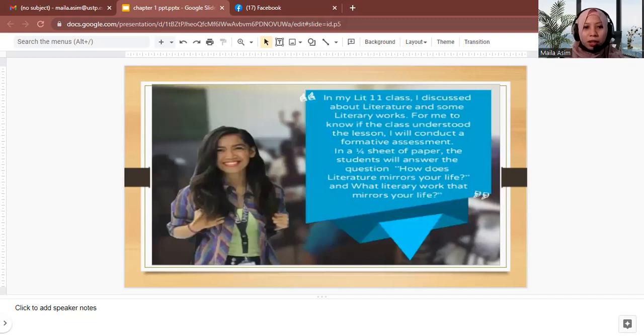So, my teacher Dire, in my Literature 11 class, I discussed literature and some literary works. For me to know if the class understood the lesson, I will conduct a formative assessment. On a 1/4 sheet of paper, the students will answer the question: how does literature mirror your life? And what literary works mirror your life?